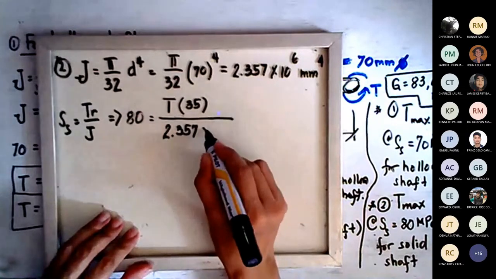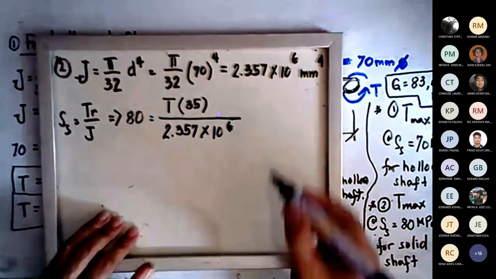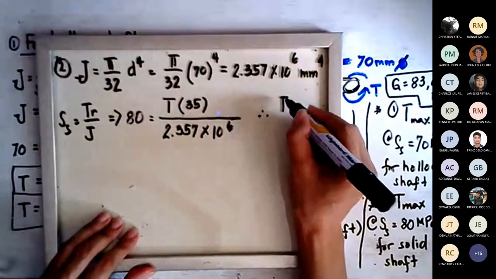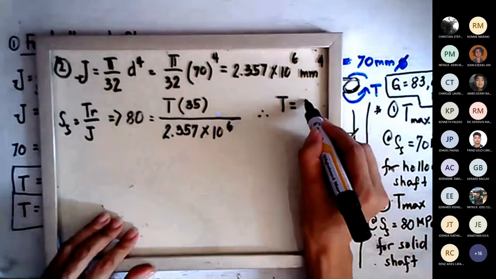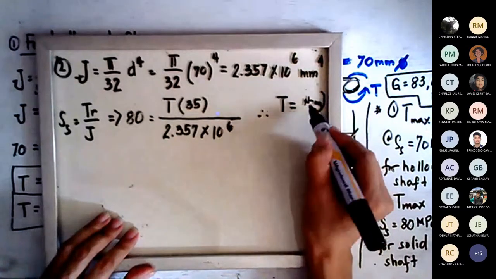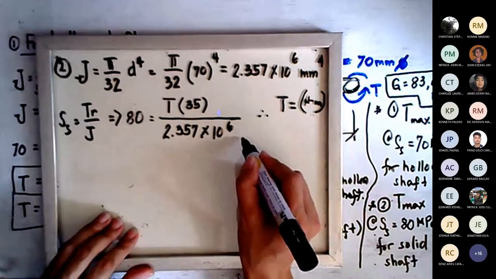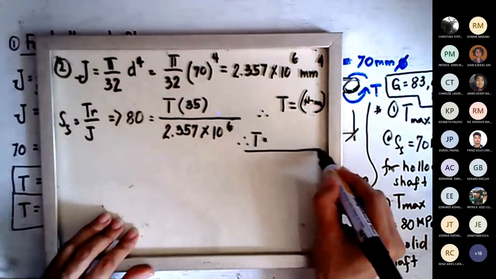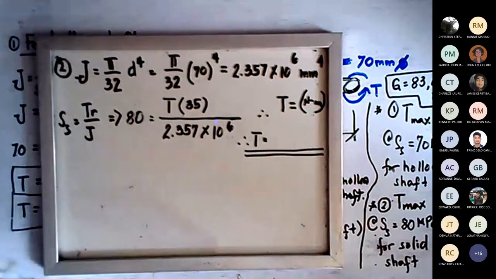2.357 times 10 to the 6th. So, you will be able to determine the value of the torque. This torque, again, is in Newton mm. You just convert this to kilonewton meter, depende na lang dun sa question. Okay? So, let me calculate that.